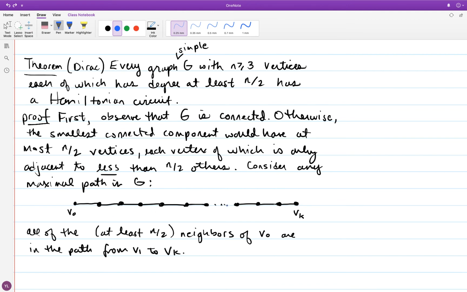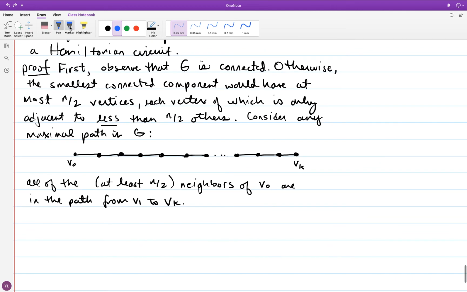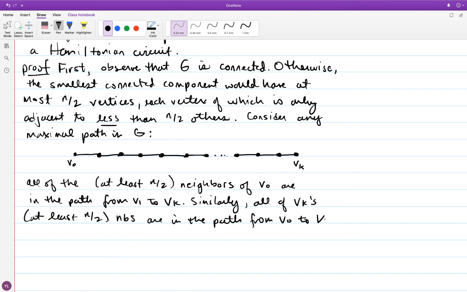And as a reminder, there are at least n over 2 neighbors because the degree of every vertex in the graph is at least n over 2. And the same exact thing can be said about VK. I'm going to abbreviate neighbor as NBS because it gets annoying to write. Okay, so again, if VK had a neighbor that wasn't included, I would be able to lengthen the path and that would contradict that it's maximal.